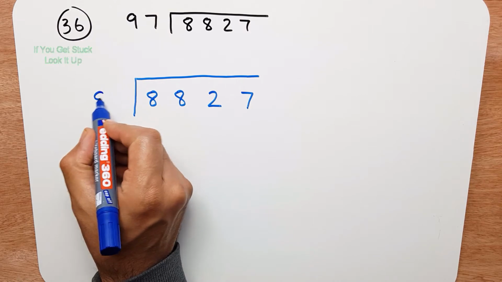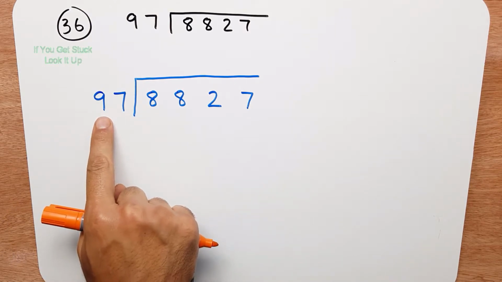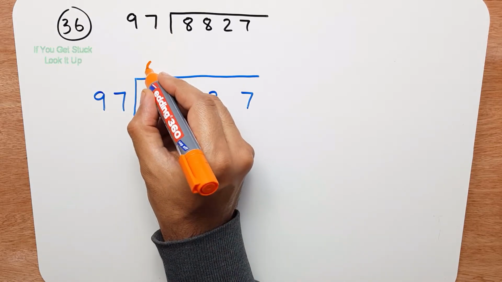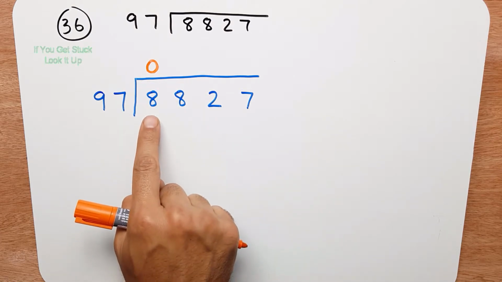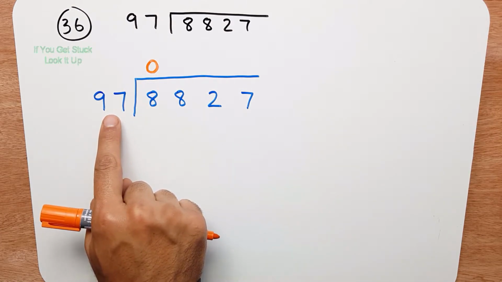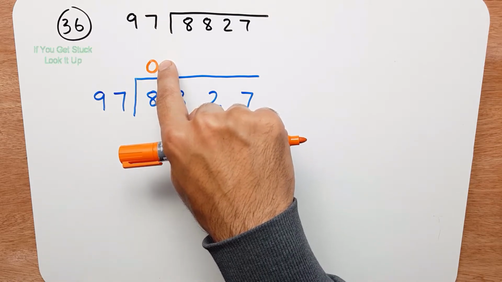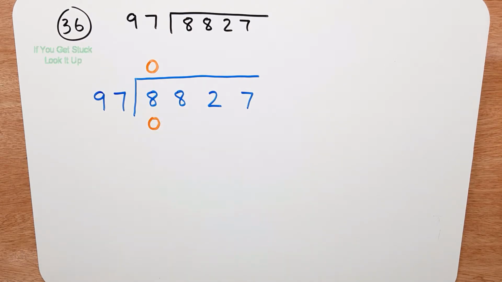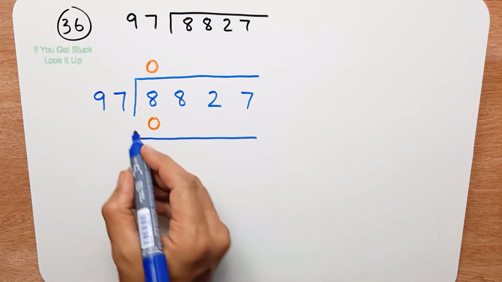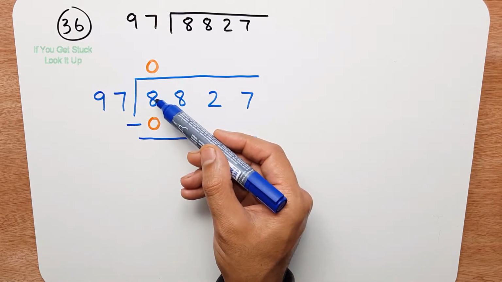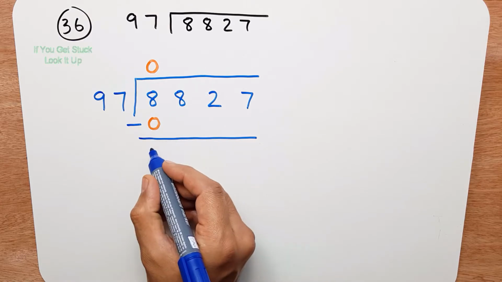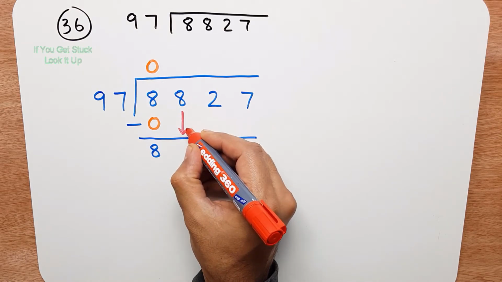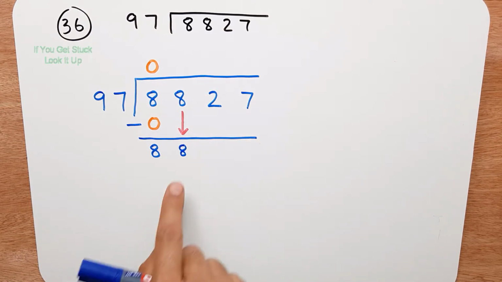8,827 and 97 here. So the first question is, how many 97s are there in this 8? There's 0. Now, carefully watch this. I do 97 times 0. And 97 times 0 is 0. So that's what I've got so far. And I simply subtract these two. So I've got 8 take away 0 is 8. Then I bring this 8 down as a companion, as a friend. Now I have 88.